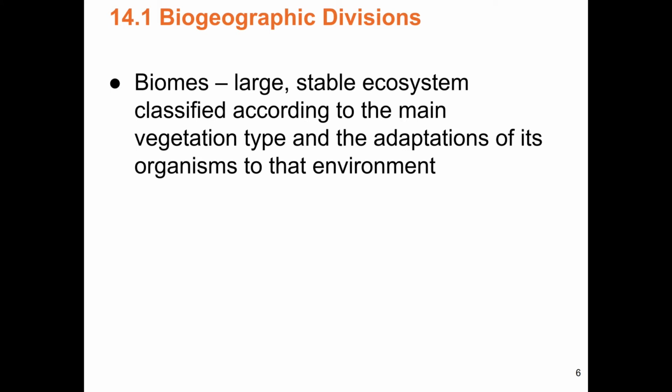Biomes are large, stable ecosystems classified according to the main vegetation type. So you can kind of look at them and know, oh, it's a forest, it's a desert, it's Mediterranean. Because these different biomes have different adaptations to the different climates. The climates drive the biomes.